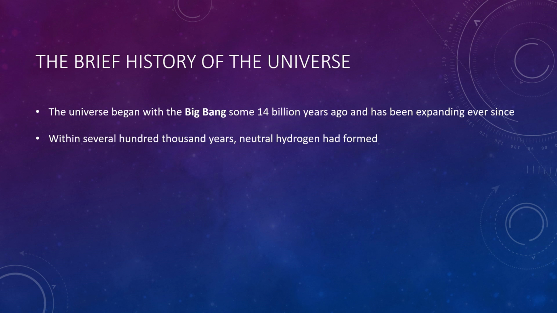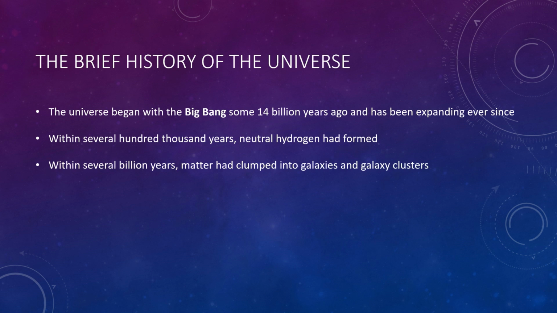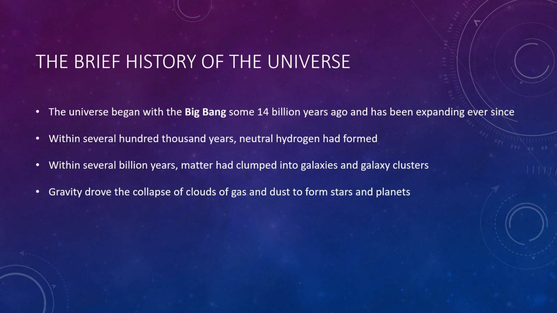Within several 100,000 years after the Big Bang, neutral hydrogen had formed. So, in the early stages of the universe, before stars and anything like that, all that existed was hydrogen, helium, and a little bit of lithium. Within several billion years, matter had clumped into galaxies and galaxy clusters. Gravity eventually drove the collapse of those clouds of gas and dust to form stars and planets. So you get these big collections of gas and dust to form galaxies, and then at a more local sense, that material collapsed down to give us stars and planets.